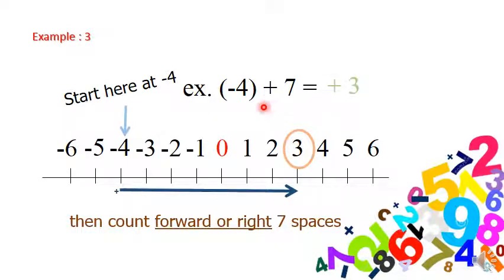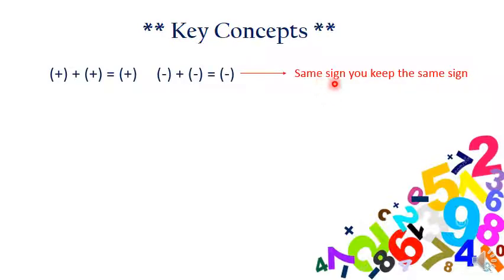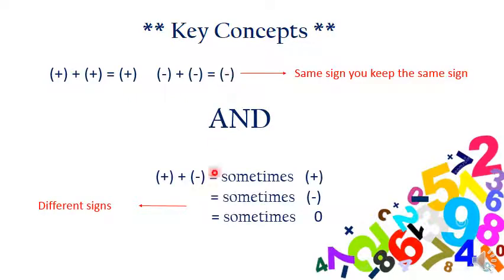So as you notice, sometimes the answer is positive and sometimes the answer is negative. So what are the key concepts? Look here. When we have same sign, you keep the same sign. If two are positive, the answer is positive. If two are negative, the answer is negative. And if I'm adding two different signs, sometimes the answer is positive, sometimes the answer is negative, and sometimes the answer is 0.